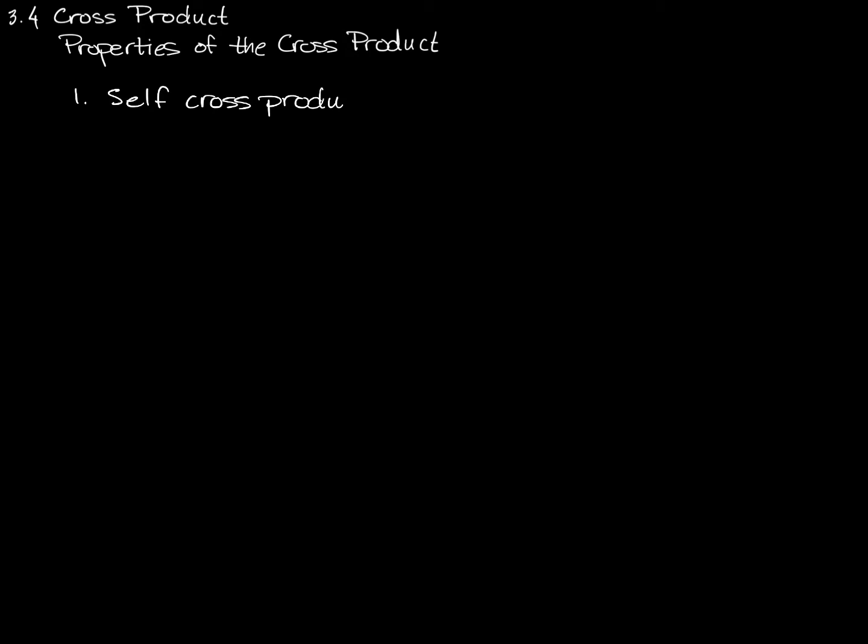Which basically says that if you take any vector and cross it with itself, you're going to get the zero vector. Remember that the cross product results in a vector. So take any vector, cross it with itself, and you're going to get the zero vector. That's pretty easy to prove, or at least to demonstrate, by just taking any vector. Let's make it a nice generic one. Let's call it x1, x2, x3.